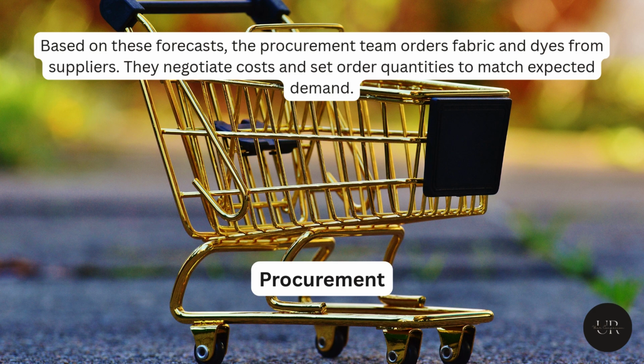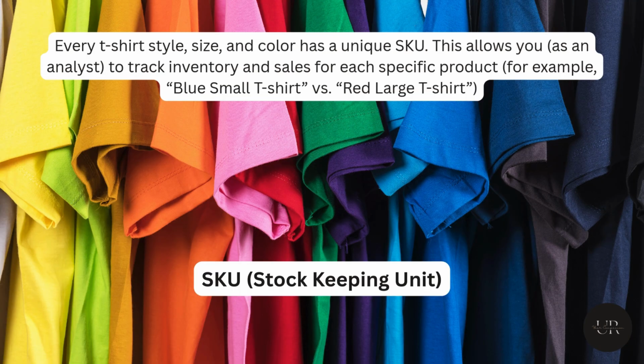Now, based on this forecast, the procurement team will order fabric and dyes. Like these are the raw materials for producing t-shirts. So they will order this fabric and dyes from the suppliers. They negotiate the cost and set the order quantities to match the expected demand. Okay, so that is a procurement function for you. The procurement is a supply chain term.